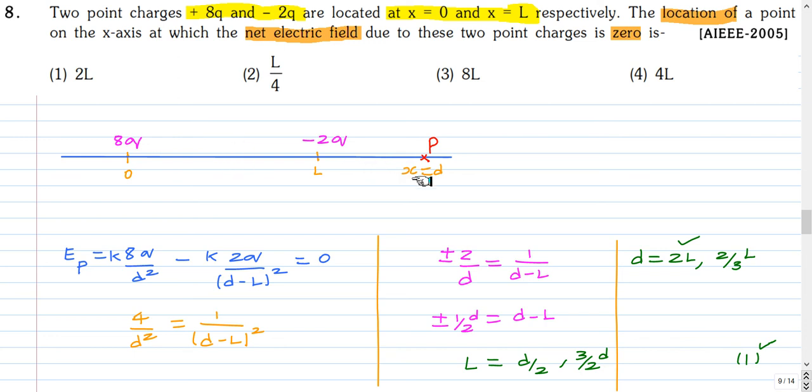So the electric field at point P, let us assume the coordinate of that point P is d, is k into charge 8q divided by the distance square, and the electric field due to this minus 2q will be in the opposite direction. So that will be minus k into 2q divided by the distance square, and this distance is d minus L square. So from this we get 4 by d square equal to 1 by d minus L square. Taking square root we get plus and minus sign. So we get two values of d. It is a simple calculation. So d is 2L or 2/3 L. 2/3 L is in between the two charges, which is not possible. So the correct answer is 2L and the correct option is 1.